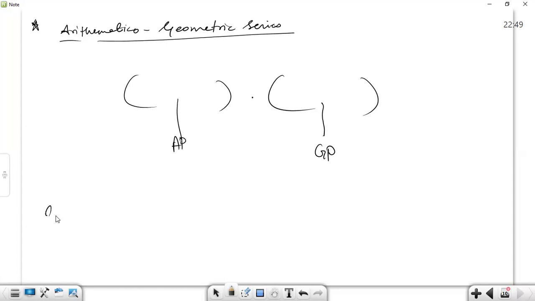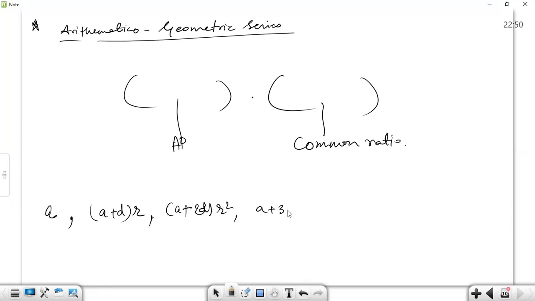So it will be somewhat like: the first term is A, the second term is A plus D into R. Now in the GP, there is only multiplication by the common ratio, so let's write a common ratio R. The third term of the AP is A plus 2D, and the common ratio for the third term is R square. Similarly, it will keep on increasing, the fourth term, the third term, the second term, the first term.